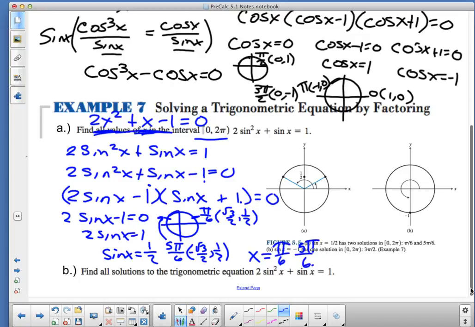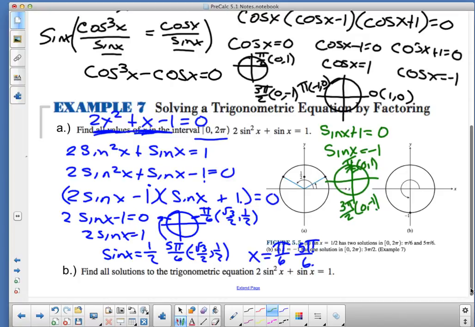My other one I've got to consider is the idea that sine of x plus 1 is equal to 0. So when is sine of x equal to negative 1? Well, sine of x is negative 1 at 3 pi over 2. So if I'm looking at 3 pi over 2 and I'm going around here, that's pi over 2, that's 0, 1. And this is 3 pi over 2, and that's 0, negative 1. Well, that's where sine of x is negative 1.